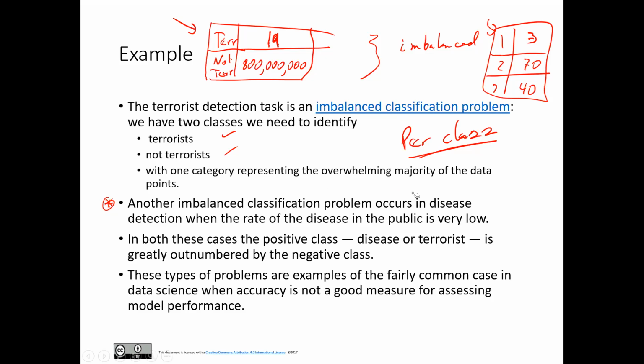No? All right. Another imbalanced classification problem occurs in disease detection, when the rate of the disease in the public is very low, like cancer. In both these cases, the positive class, which is either disease, cancer, or terrorist, is greatly outnumbered by the negative class, not terrorist, not disease. So that's an important notion. These types of problems are examples of a fairly common case.